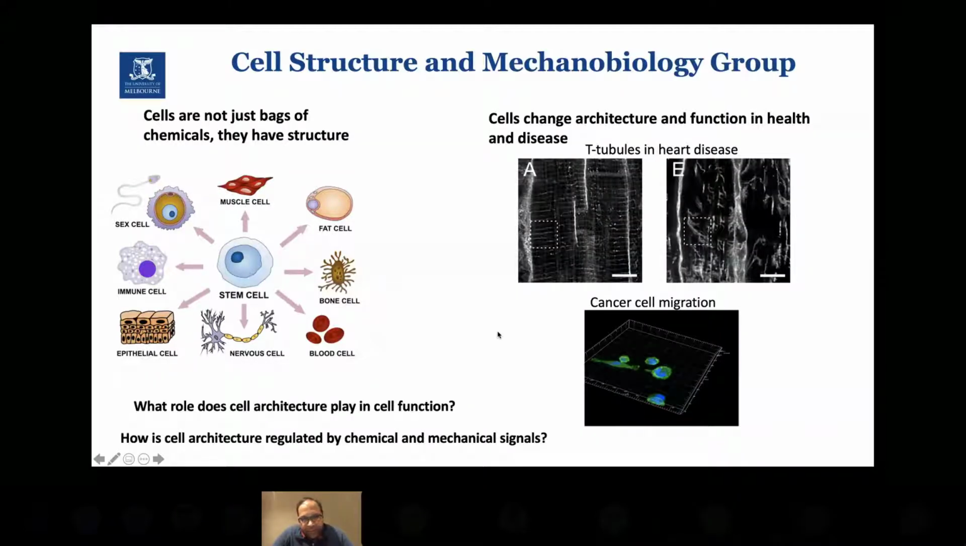So my group is called the Cell Structure and Mechanobiology group, and we work on a number of different projects, but broadly, what we're interested in is understanding how cells get their shape and architecture, how that architecture regulates cell function, and how that form may also be regulated by function itself.